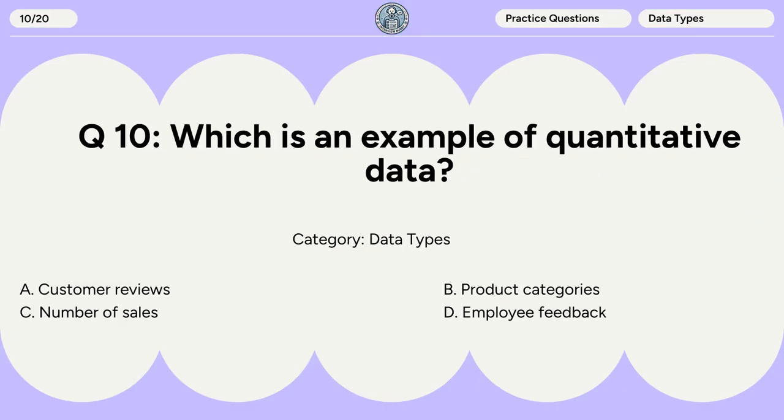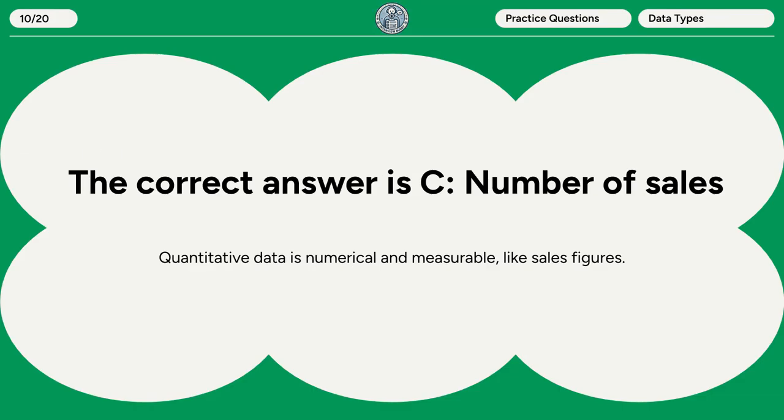Question 10. Which is an example of quantitative data? A. Customer reviews. B. Product categories. C. Number of sales. D. Employee feedback. The correct answer is C. Number of sales. Quantitative data is numerical and measurable, like sales figures.